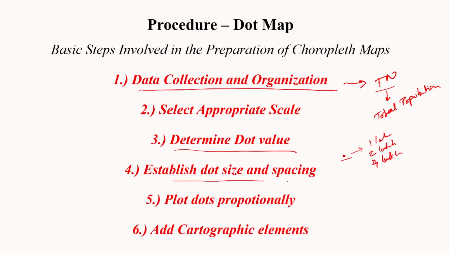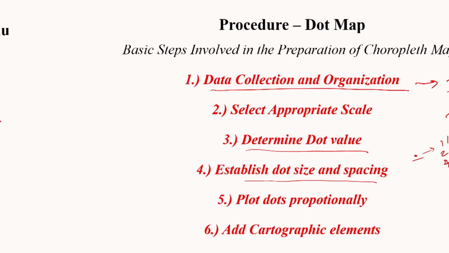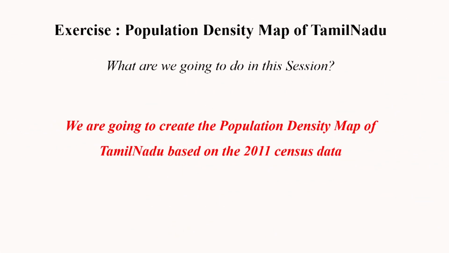Then we will establish the dot size and spacing. We will plot each dot appropriately in the map with equal spacing and everything. Then we will add cartographic elements, that is our map elements, such as the title, north arrow, scale, latitude, longitude and so on. So, in this exercise what we are going to do is create a population density map of Tamil Nadu based on 2011 census data.